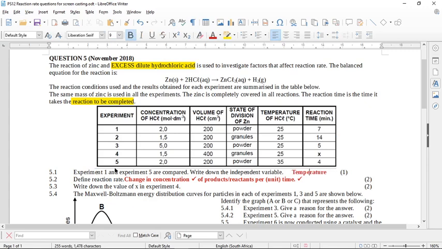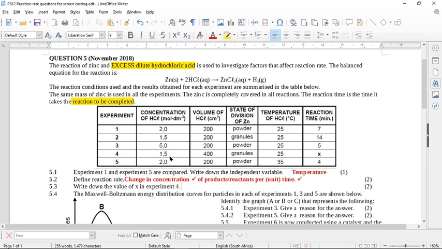Okay? Then define reaction rate. Change in concentration of products or reactants per unit time. You need this word change in concentration of products or reactants, and you need per unit time. Okay? Write down the value of X in experiment 4. What's going on in experiment 4?